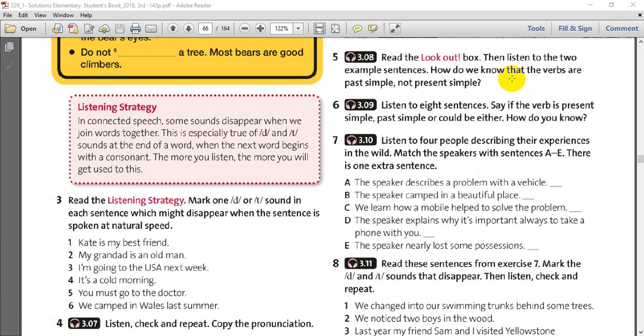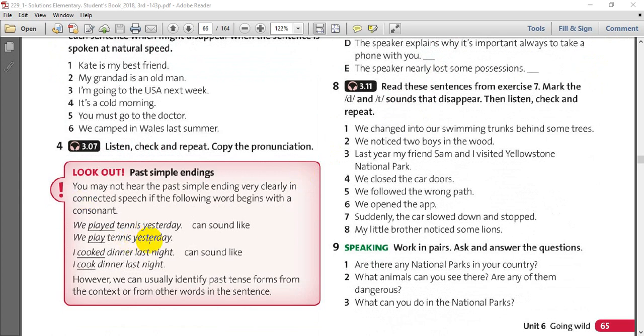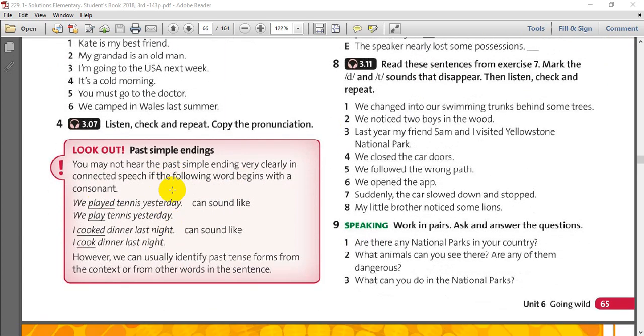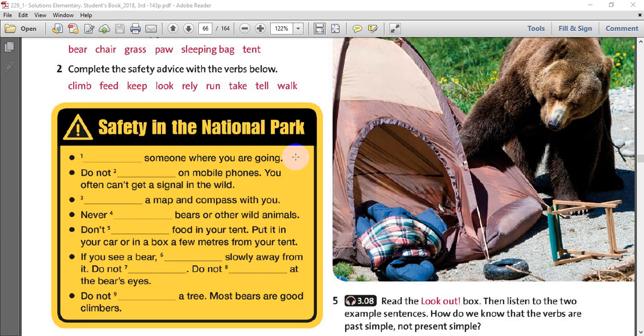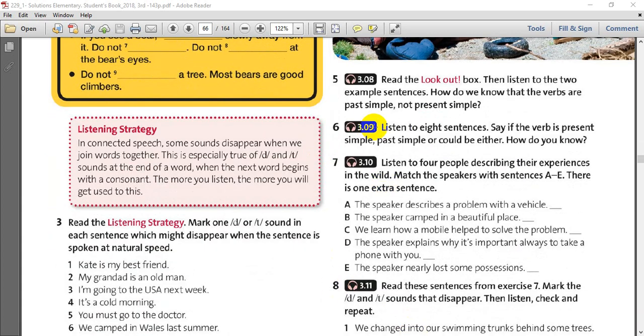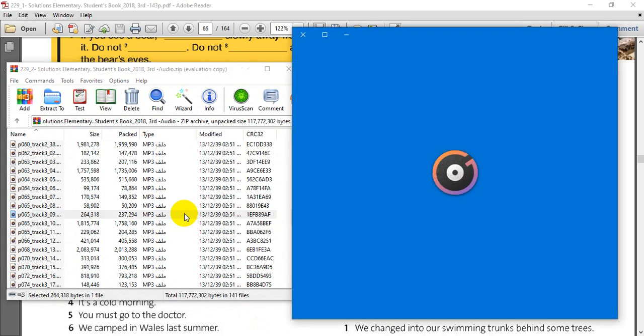Now, how do we know that the verbs are past simple, not present simple? We know they are in the past because of the words yesterday and last night. Now, exercise number 6. Listen to 8 sentences. Say if the verb is present simple, past simple, or could be either. How do you know? Now, let's listen to 8 sentences.